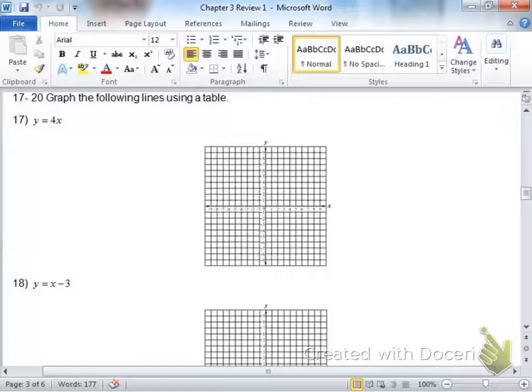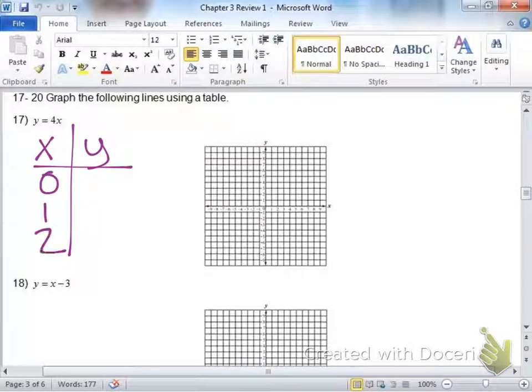The directions for 17 through 20 say graph using a table. So this is where you do x and y. Remember, we get to pick the x's. I'm going to pick 0, 1, and 2. You plug that in for the x in the equation, and you do the math to find the corresponding y value. So I need to do y equals 4 times 0. Then y equals 4 times 1. Then y equals 4 times 2. That will give me my 3 ordered pairs.